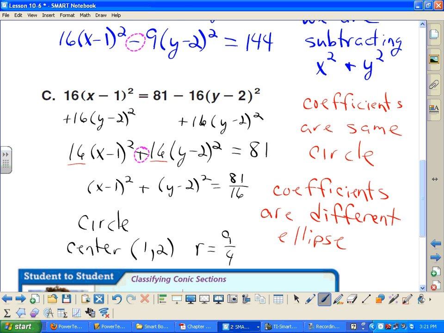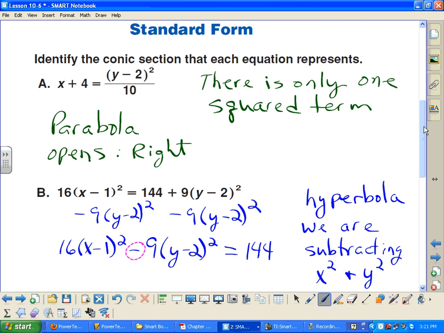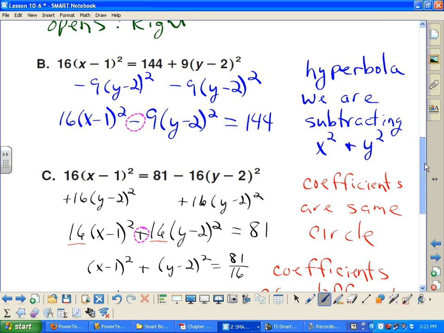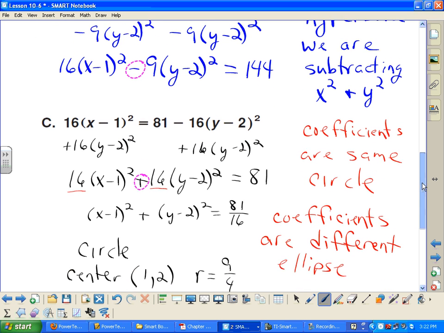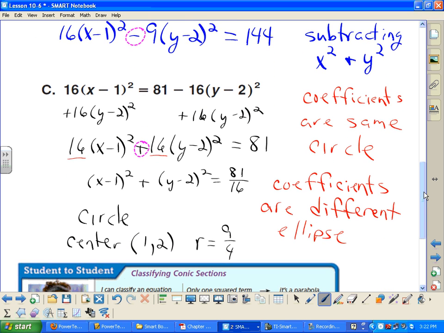So when we're identifying them, if they're in standard form, if one term is squared, it's a parabola. If they're both squared, separated by a minus sign, like in example B, it's a hyperbola. If they're both squared, separated by a plus sign, like in example C, it's either a circle or an ellipse. If the coefficients are the same, like they are here with the 16s, then it would be a circle. If they're different, then it would be an ellipse.